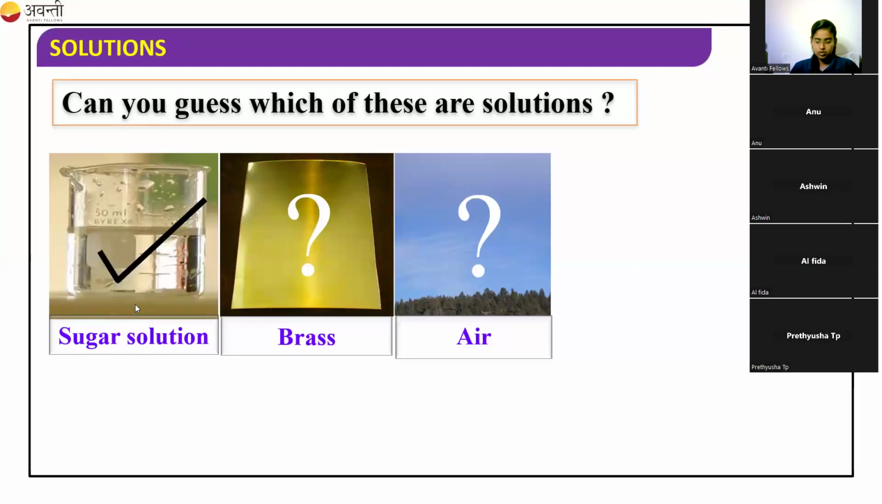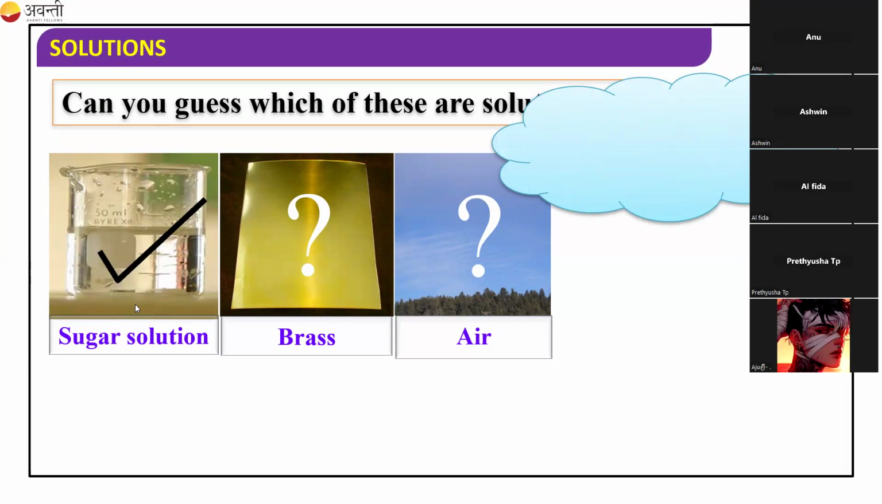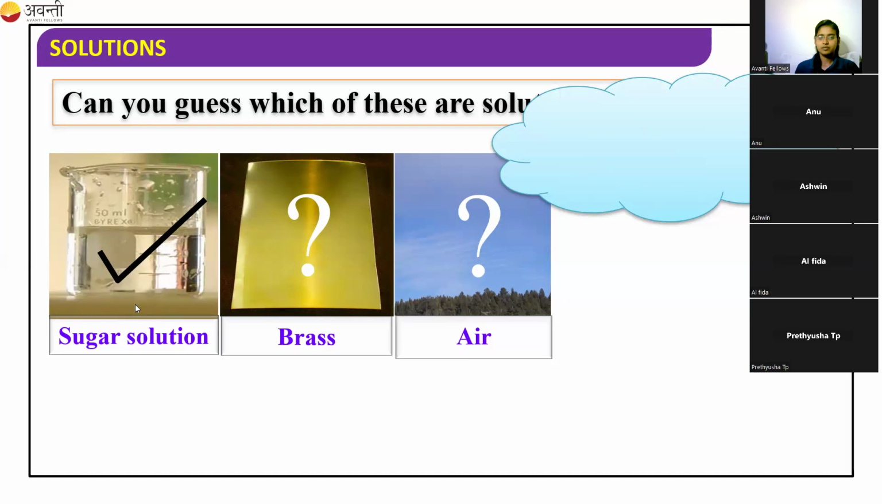Can you guess which of these are solutions? The first one is a sugar solution. What about the second and the third one? Tell me whether brass is a solution or not first, then we will go to air. Say yes or no, or say it is a solution or it is not a solution. Don't get scared. We are not going to scold you if you give the wrong answer. Just give a try.